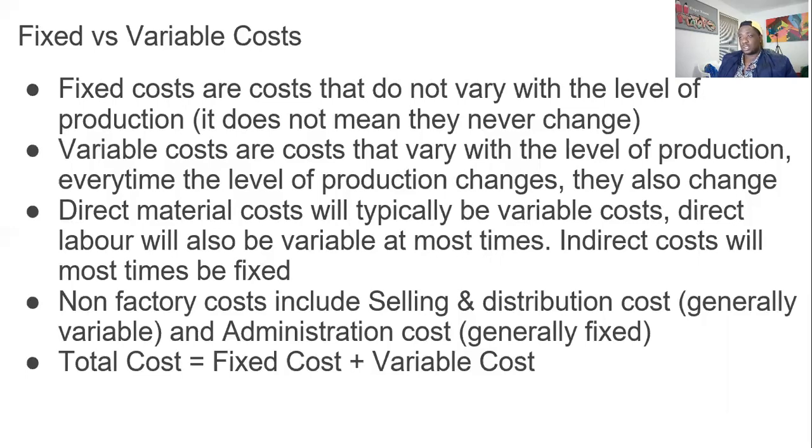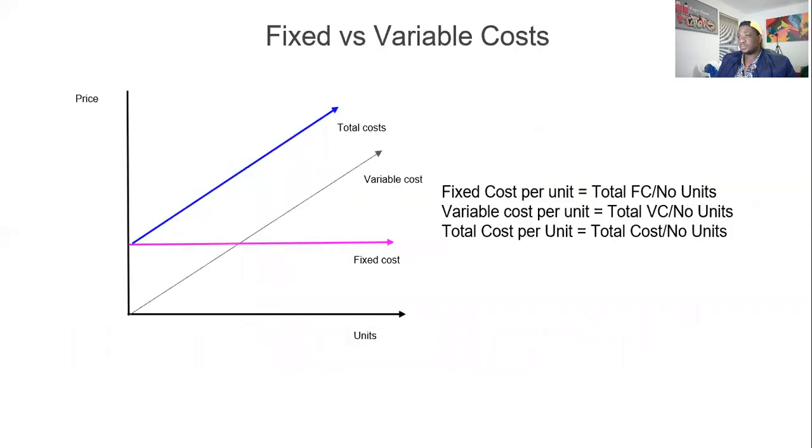And then the total cost. Now, I'm saying the total cost for the entire factory, not just the total cost of production. The total cost would be the fixed cost plus the variable cost. So this is what it would look like if I put them in a graph. You can see the fixed cost is at the same level regardless of the number of units. The y-axis is the price or the cost to produce, and the x-axis is the units. As the units increase, the fixed cost is the same. Even at 0, you still have to pay the fixed cost.